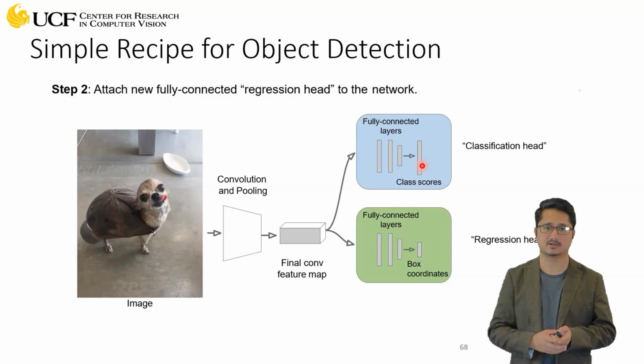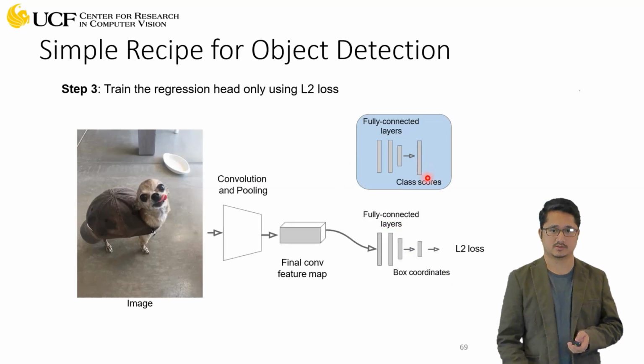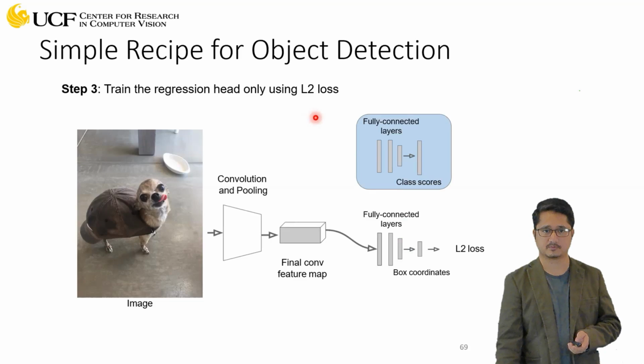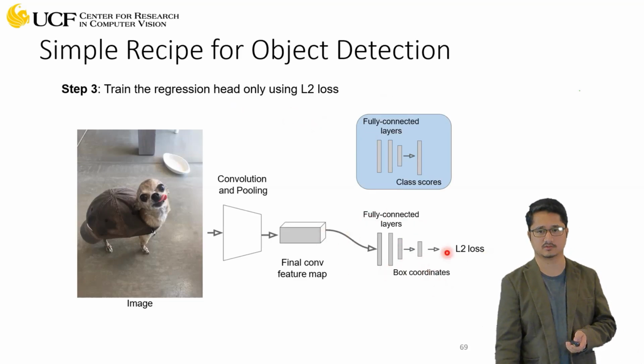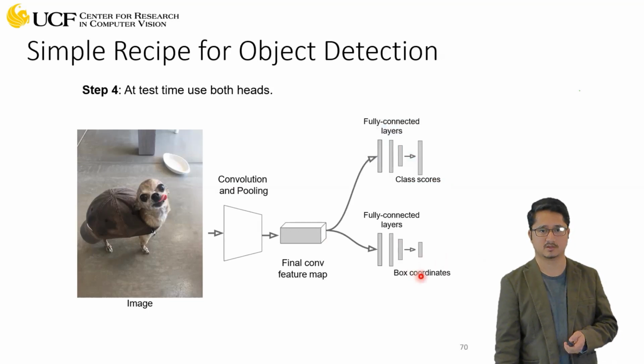Okay, but let's see why it's not so trivial. Okay, so this is fine. We just discussed that you can train this using L2 loss because you will have the ground truth as well. And during test time, you will use both the heads.